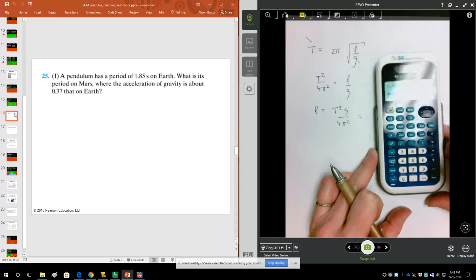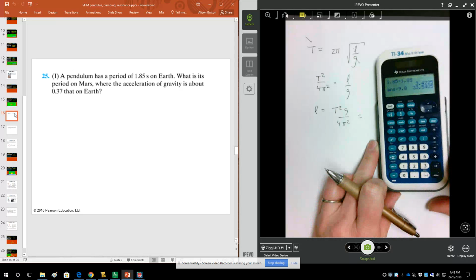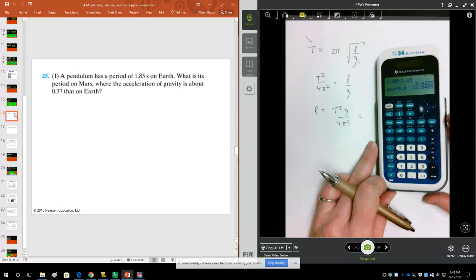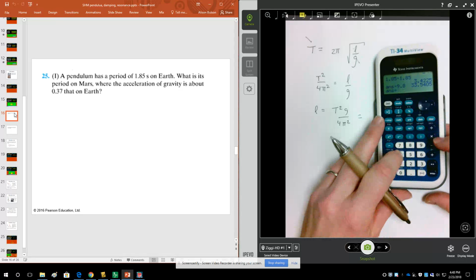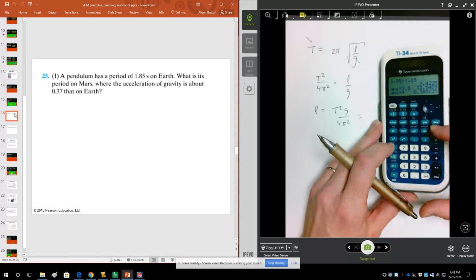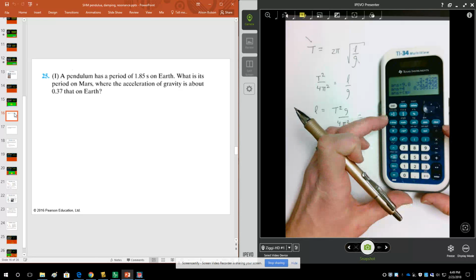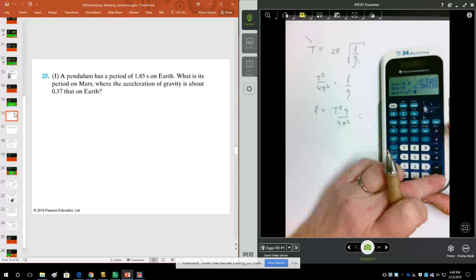Oh, I suppose you can't actually see what's going on the calculator there. Oof. Oh, we have some glare. I don't see how I can fix that. I can kind of tip it. Okay, what am I doing now? I need to divide by 4 pi squared. Where's the squared button? There we go.